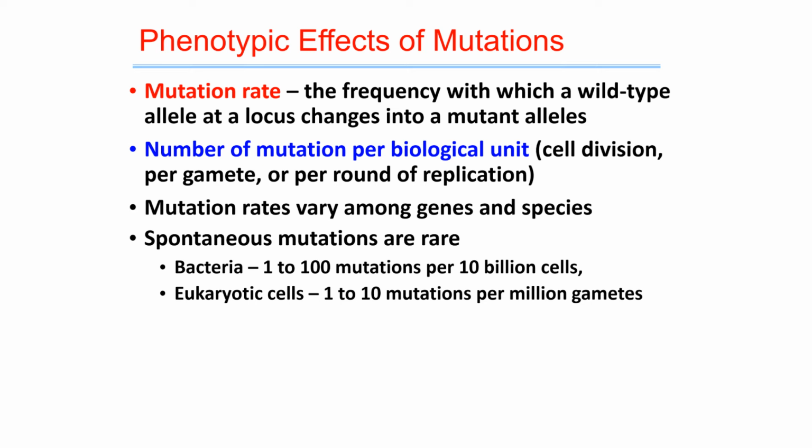So what is mutation rate and why do we care about it? Mutation rate is the frequency with which a wild type allele at a locus changes into a mutant allele. How do we measure these mutations? We can measure them as the number of mutations per particular unit, either per cell division, per gamete, or per round of replication. And of course, we care about the rate of mutation because more mutations which are not repaired may result in less functional proteins and alterations in normal functions.